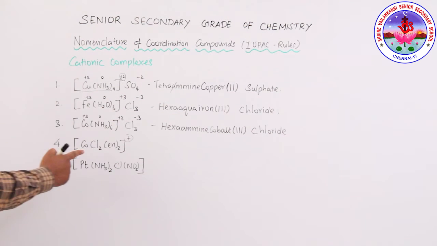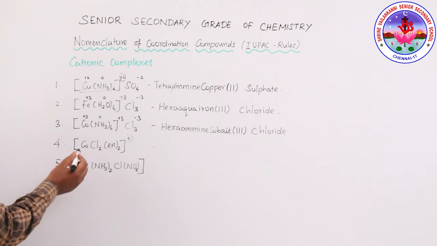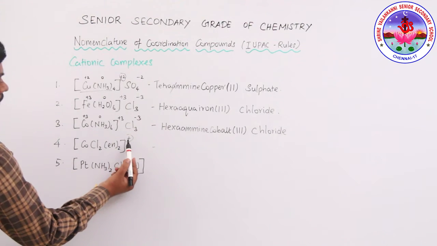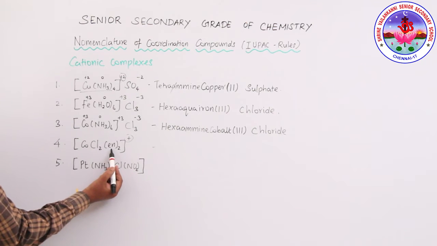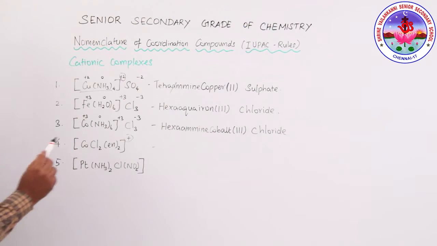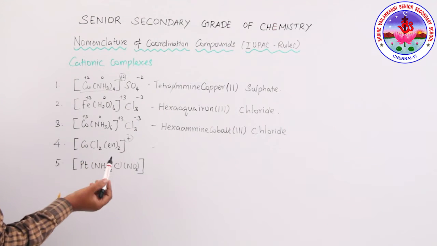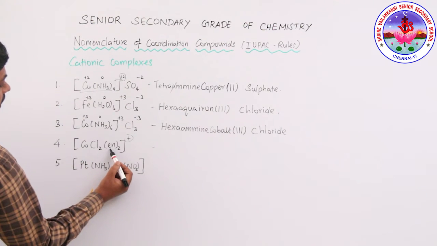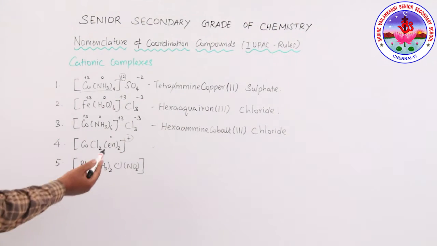Then look at this complex. Here the positive charge is already given, so you have to find the oxidation number of the metal atom. Here the plus indicates it is a +1 charge. The en symbol is ethylenediamine, or ethane-1,2-diamine. We should say ethane-1,2-diamine. Why? Because it is the IUPAC name, and ethylenediamine is a common name. So ethane-1,2-diamine is in 0 oxidation state because it is a neutral ligand.